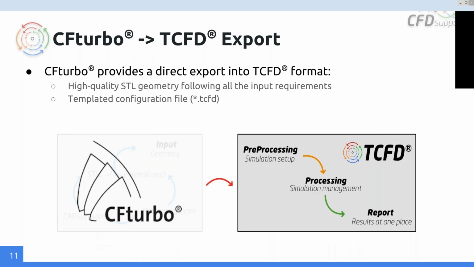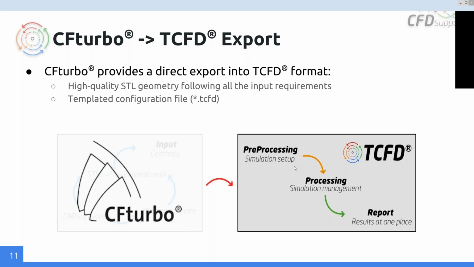This input part can be handled by CFturbo, because it generates exactly the geometry which follows all these input requirements. With one click, you can get the inputs into TCFD and then use them for TCFD simulation. CFturbo also automatically generates a templated configuration file with all the preset and necessary parameters for a successful TCFD simulation.